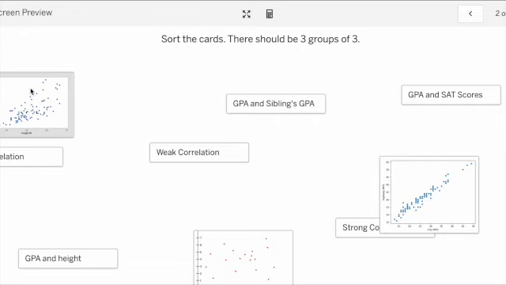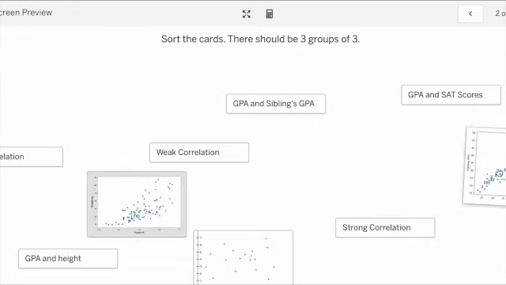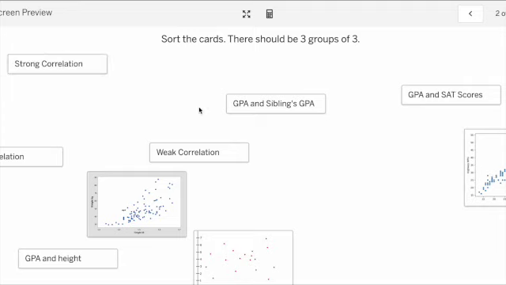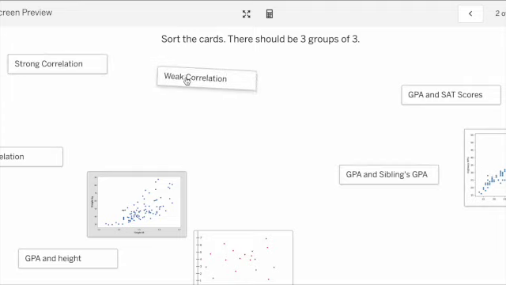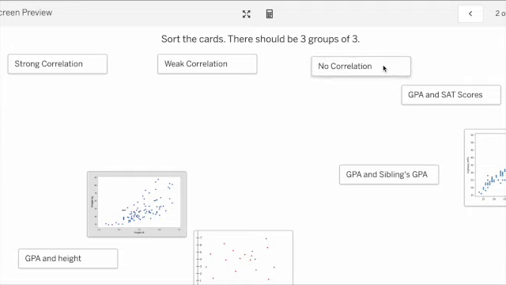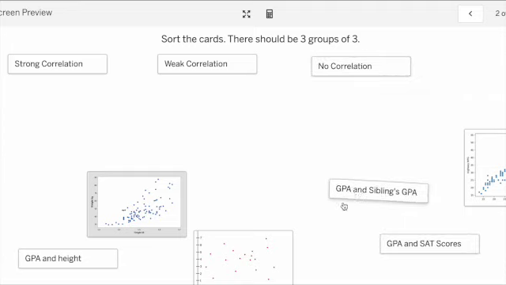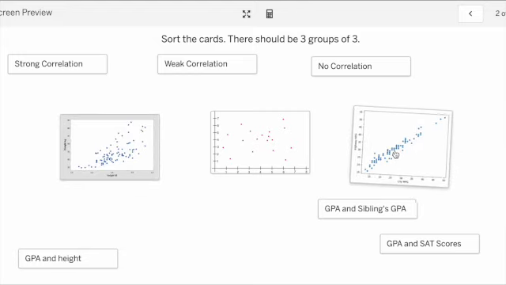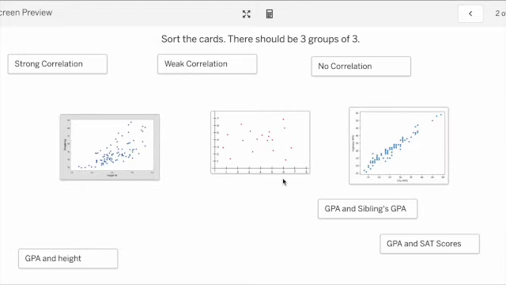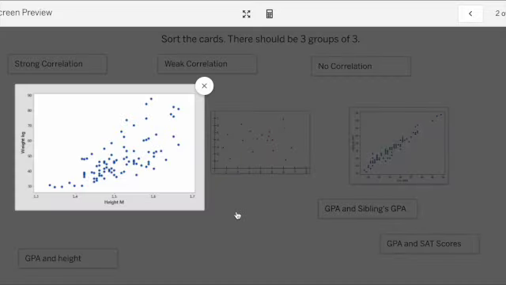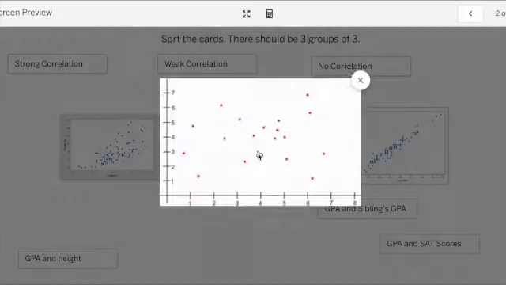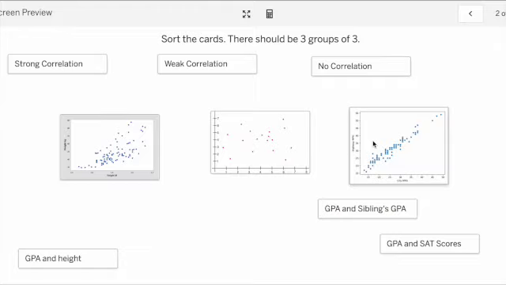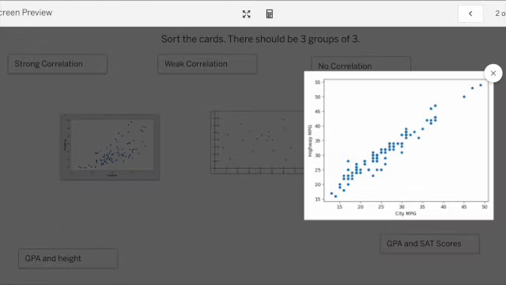So let's look at some examples and see if we can figure out which ones would be strong correlations, which ones would be weak correlations, and which ones would not really be a correlation at all. Let's look first at the graphs here. Of these three graphs, which one would you say has a strong correlation? Would it be this graph, or this graph?